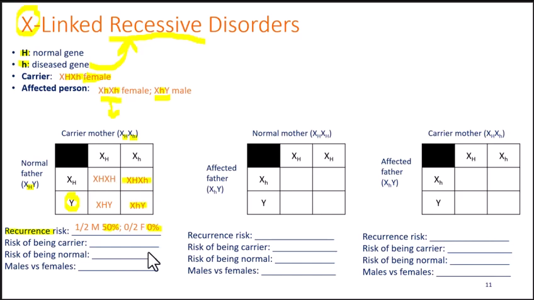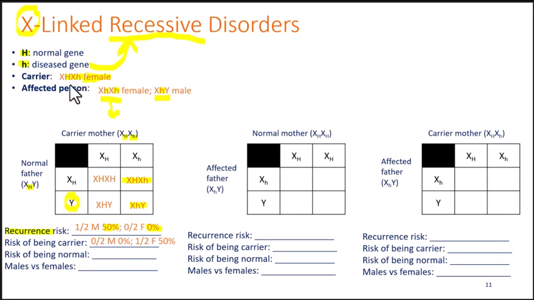So there is a 1 in 2 chance that if they have a daughter, she will just be a carrier. So 50%. And remember, for males, it's really just not relevant because males cannot be carriers.